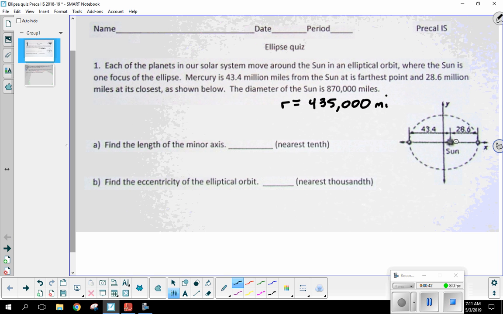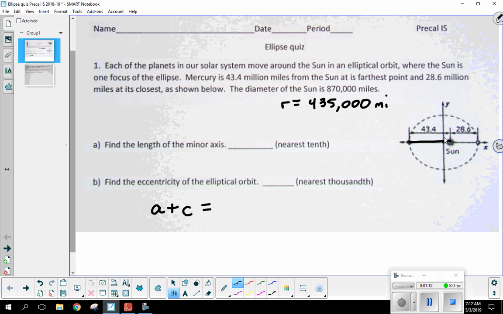So I created a system in order to solve mine, because basically you have combinations of the distances A and C here. Now, what I did first, remember that from the center to a focal point is the distance of C. From the center to a vertex is A. So this distance right here is going to end up being A plus C. So that's going to help me create part of my first equation.